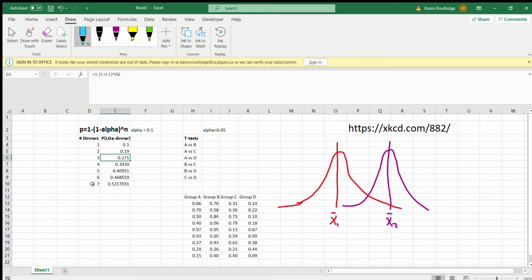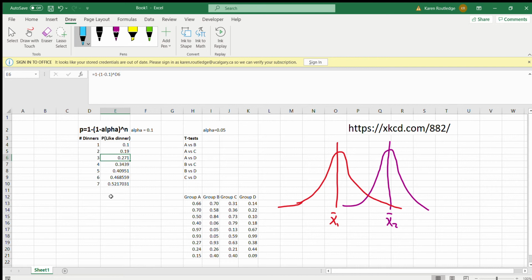Up until dinner number 7, where there's a 52% chance that our picky eater will enjoy at least one of the meals. Now note, even though this keeps going up, if we were to extend the number of dinners to infinity, the probability would arbitrarily get close to a value of 1, but it would never actually reach 1. So it's never totally certain that something is going to happen.